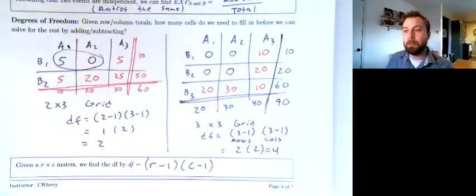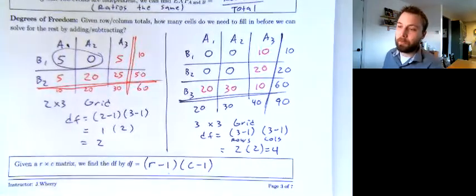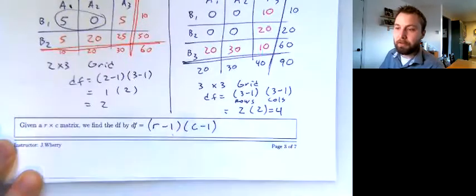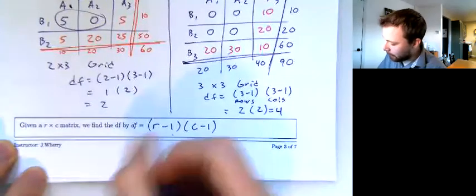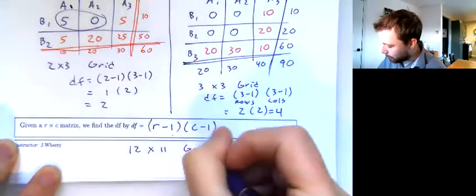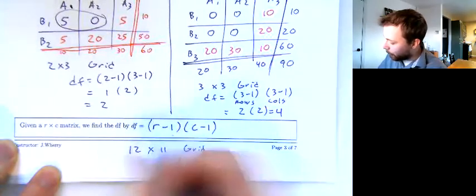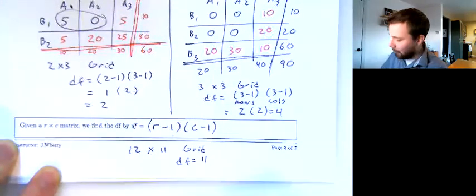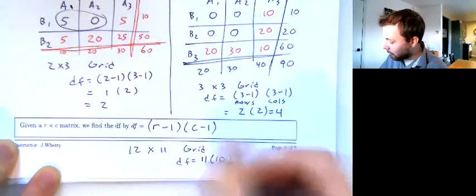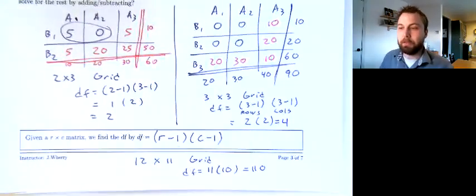So it's like I'm taking my previous degrees of freedom calculation and I'm multiplying them together when I have a grid. I have the degree of freedom for the rows times the degree of freedom for the columns. So for example, if I have 12 rows and 11 columns in a grid, then I would have degrees of freedom for the rows, 11, degrees of freedom for the columns, 10. I would need 11 times 10. I would need 110 squares in order to know everything.